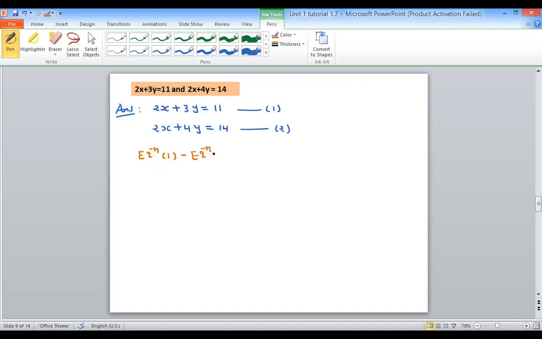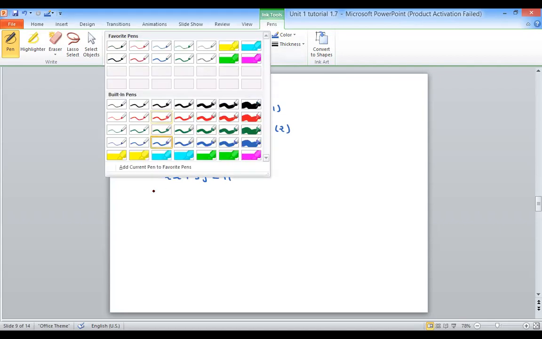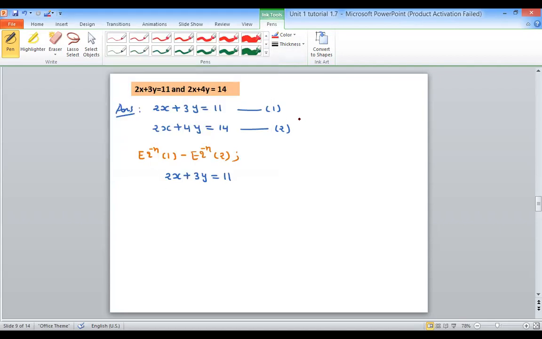So I'm taking equation 1 minus equation number 2. This is my procedure. Equation 1 has no change: 2x plus 3y is equal to 11. I am removing equation number 2, which means I change every element's sign. That means I multiply equation 2 by minus 1. So what happened? It's minus 2x, minus 4y, and minus 14.